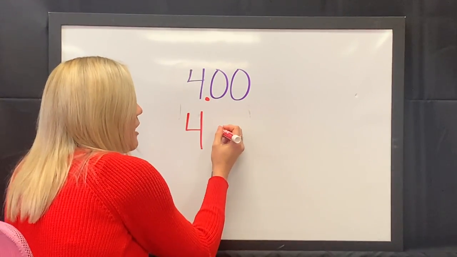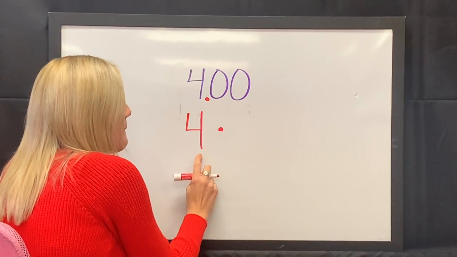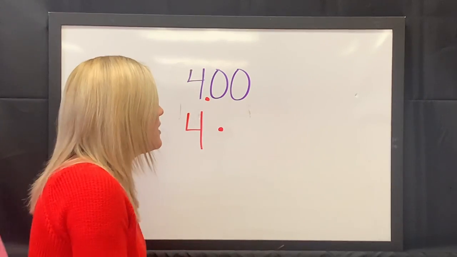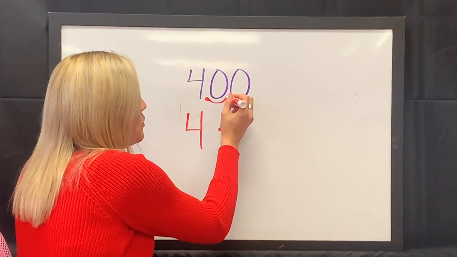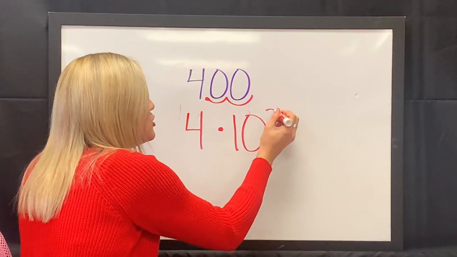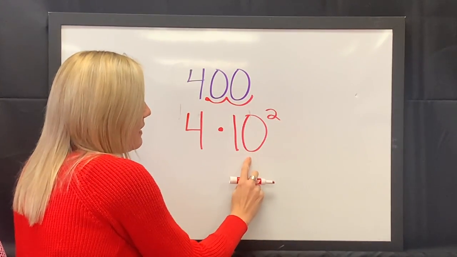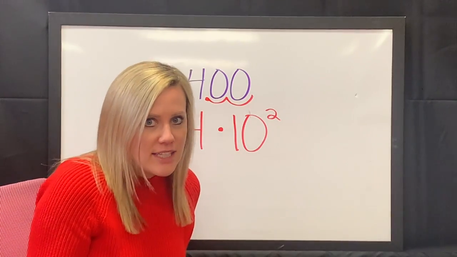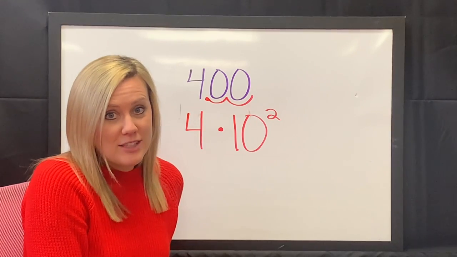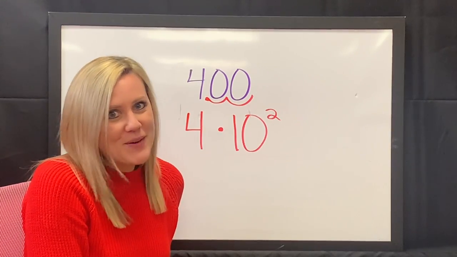Now I'm going to think, how many times would I have to multiply 4 by 10 to get back to the original number? So I'm going to count my decimals, 1, 2. I would have to multiply by 10 twice. And if you think about it, 10 times 10 is 100, and then 100 times 4 would bring us back to that 400. Let's keep going.